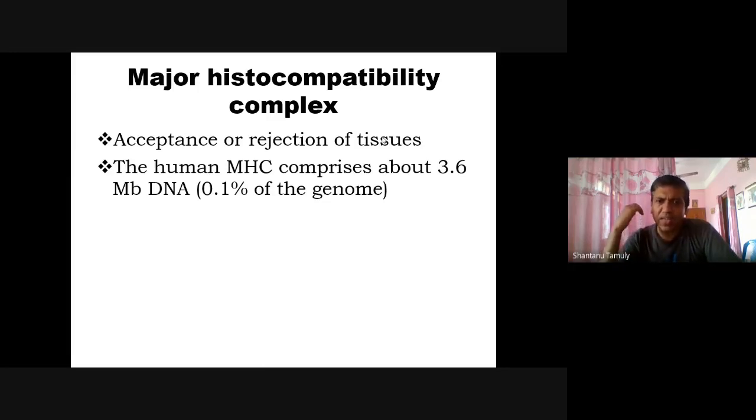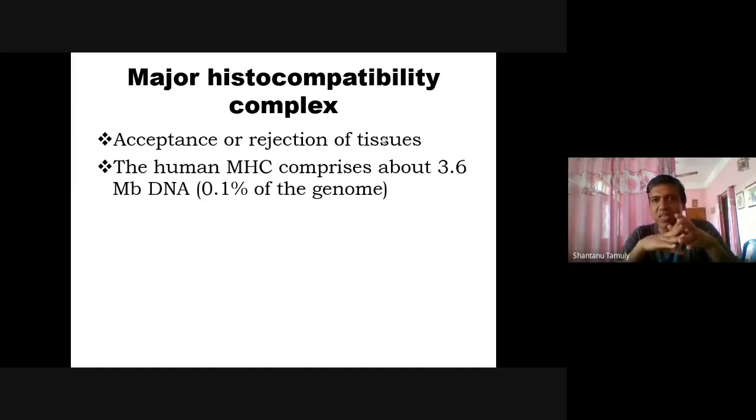The rejection occurs because of the major histocompatibility complex protein. So in human beings, the MHC genes comprise about 3.6 MB. MB stands for megabases. 3.6 megabases of DNA. That is 0.1% of the total human genome. 0.1% of the total human genome is comprised of the genes that encode for the MHC complex, the major histocompatibility protein complex.